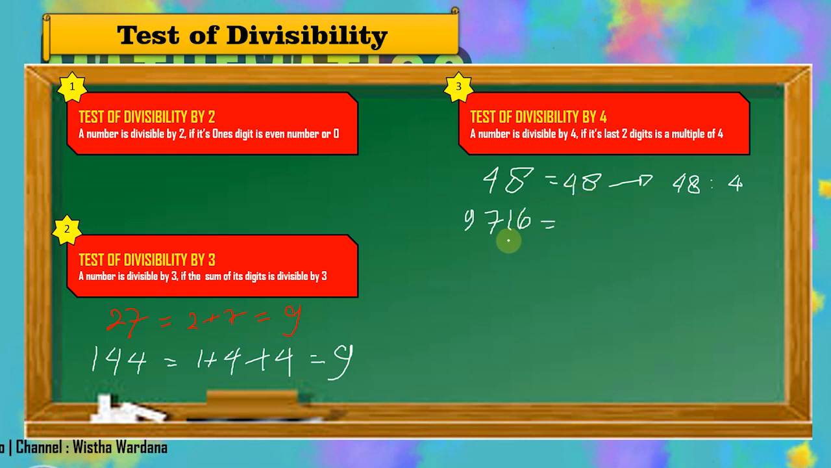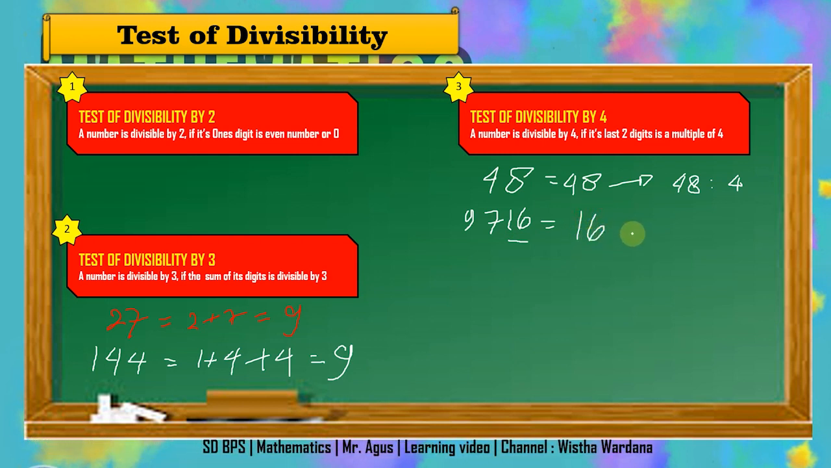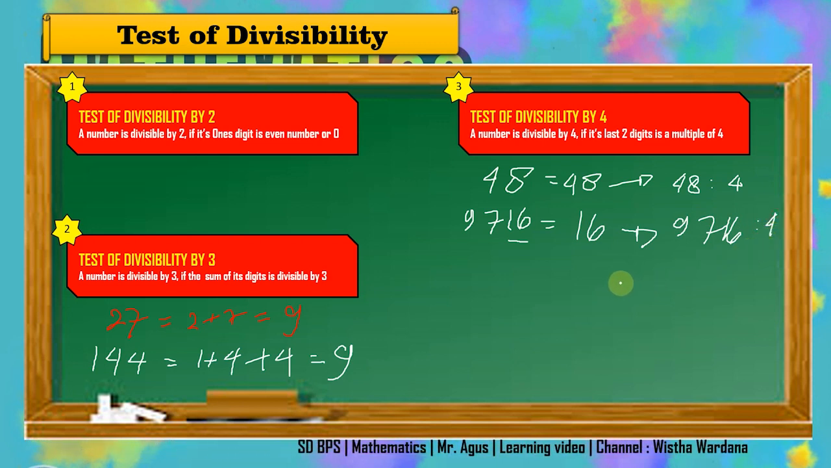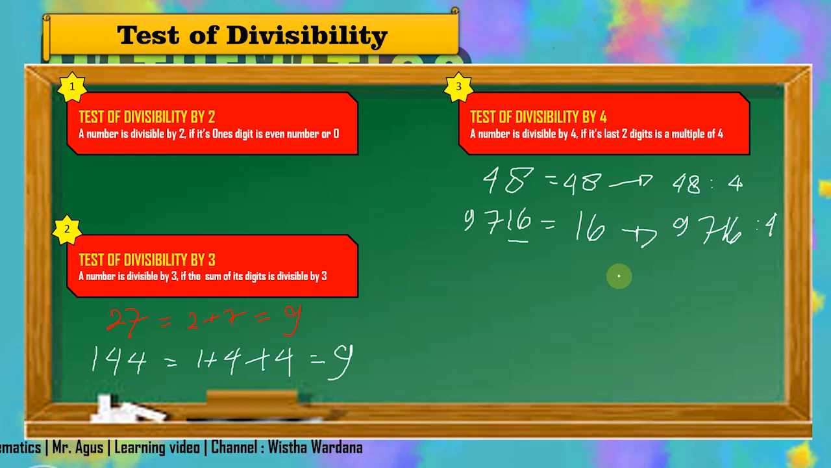So in the last 2 digits we have 16. 16 is a multiple of 4, so that we know 9,716 is divisible by 4 too. Do you understand? So it is easy to know which numbers are divisible by 4, because you just check their last 2 digits only.